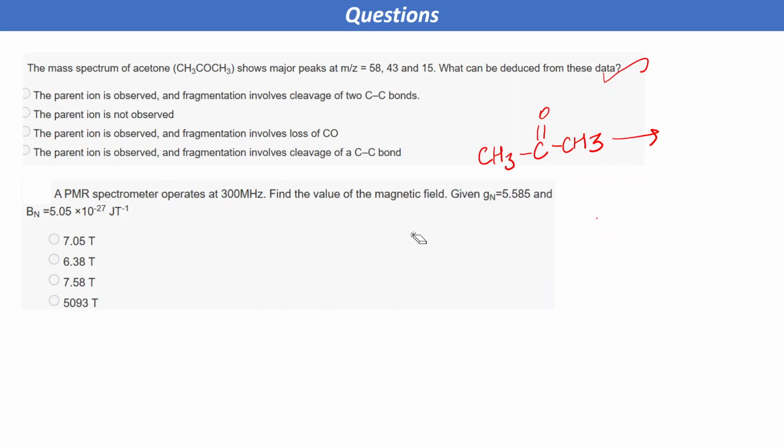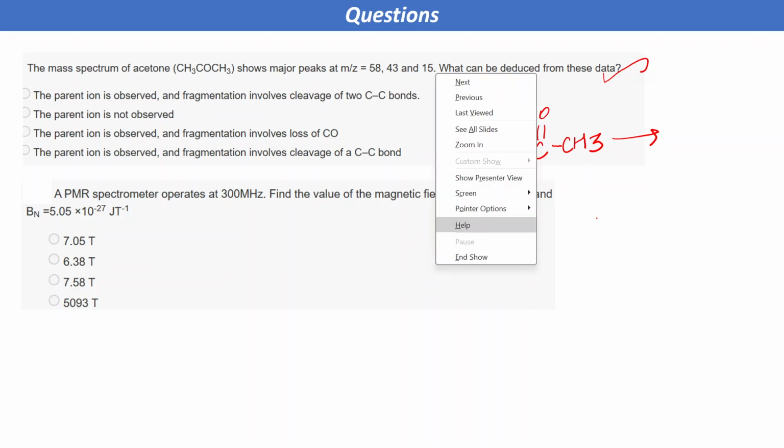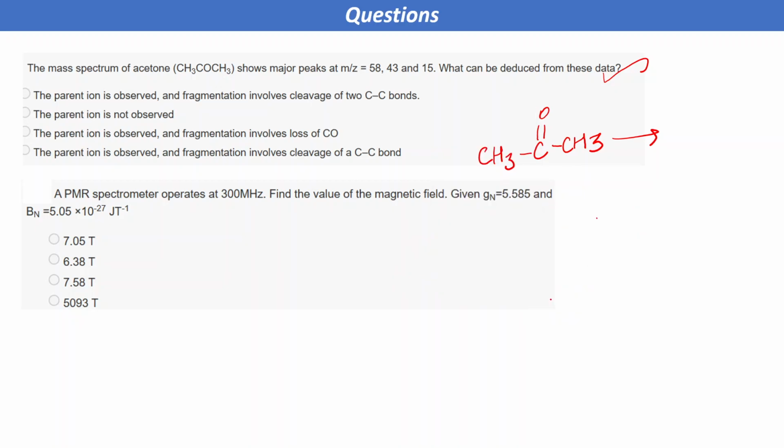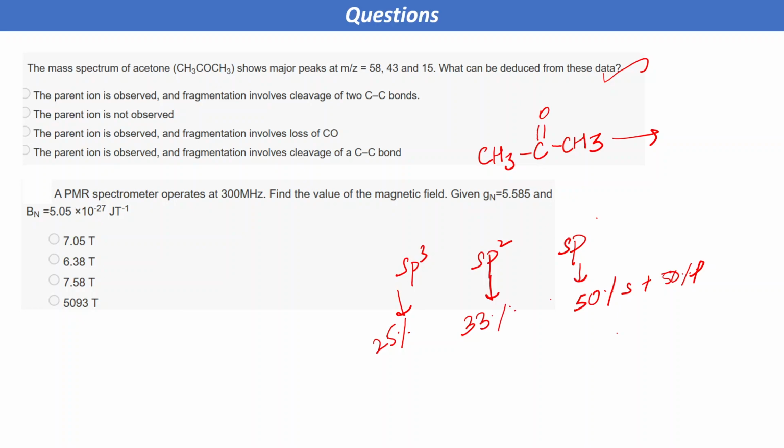See, there is sp3, sp2 and sp. Since you know that in sp there is 50% s and 50% p character, in sp2 how much is the s character? It's 100 by 3, 33%. And so more s character is in sp.